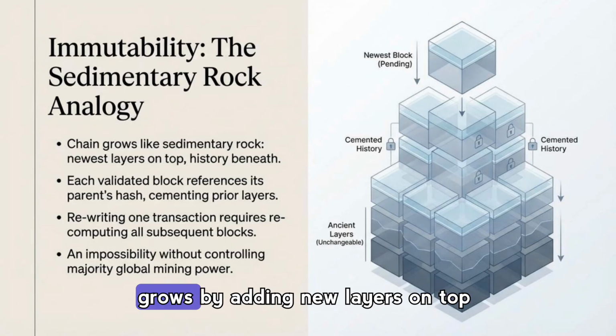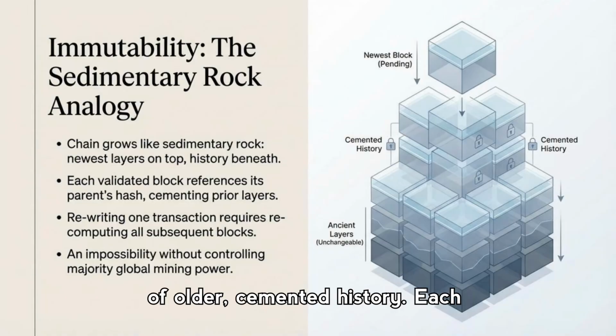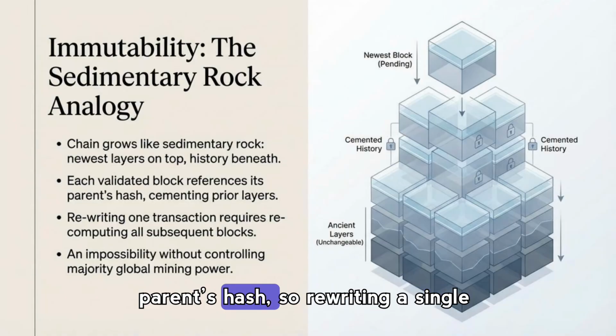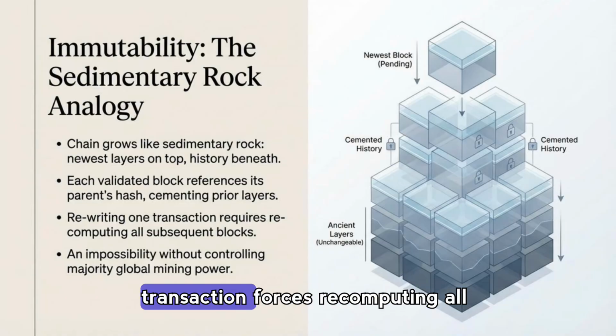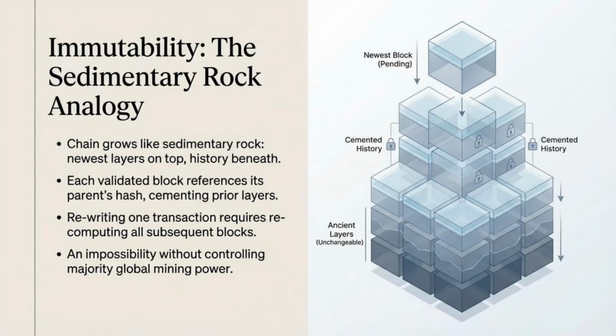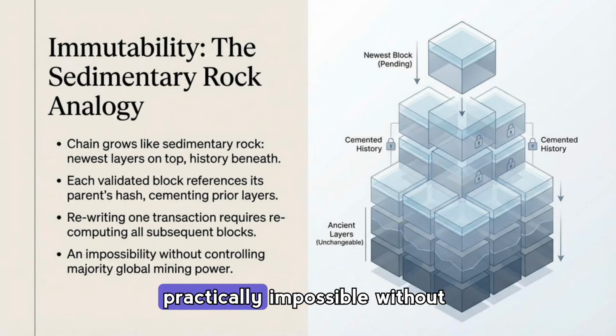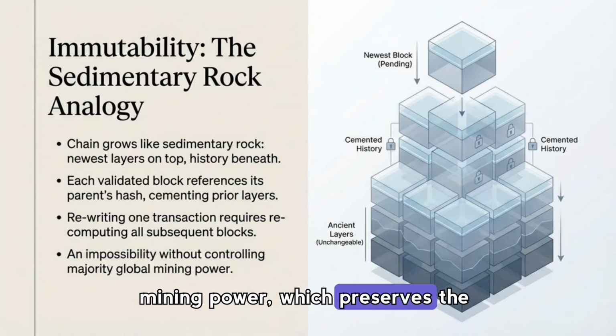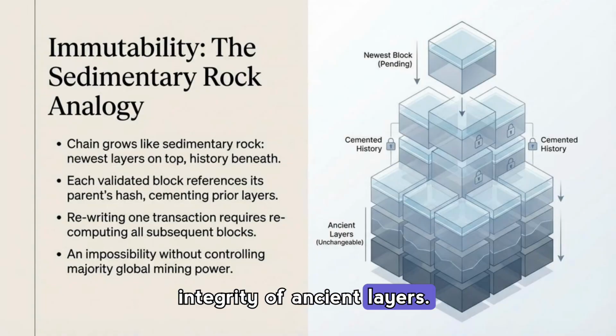Think of immutability as sedimentary rock. The blockchain grows by adding new layers on top of older, cemented history. Each validated block references its parent's hash, so rewriting a single transaction forces recomputing all subsequent blocks, an effort that's practically impossible without controlling the majority of global mining power, which preserves the integrity of ancient layers.